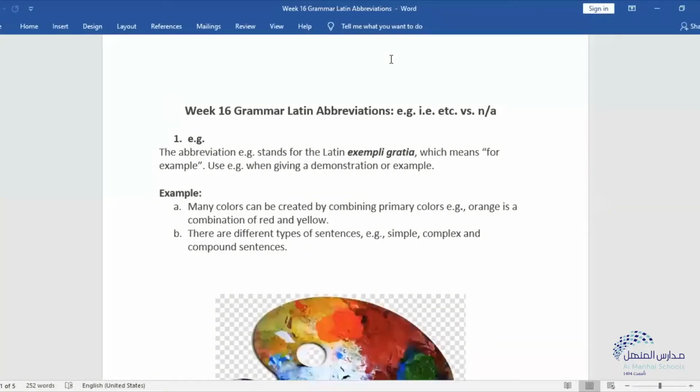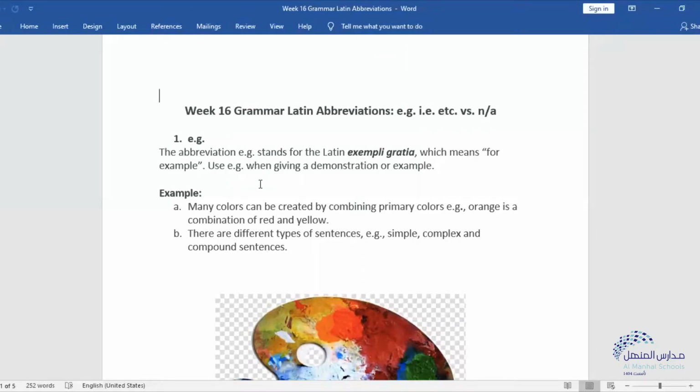Hi guys, it's time for another video, and for today's video I wanted us to look at some popular Latin abbreviations that we still use in English, namely e.g., i.e., etc., vs. or versus, and N/A, right? We'll look at what they are and how they are used in English every day.